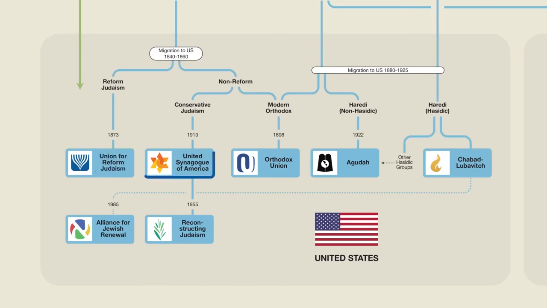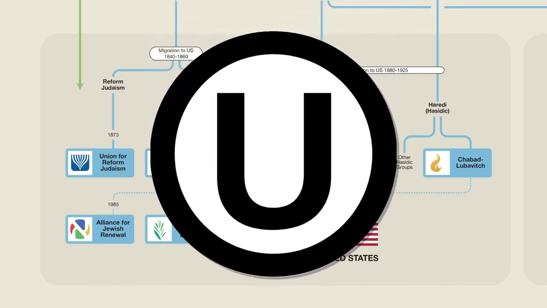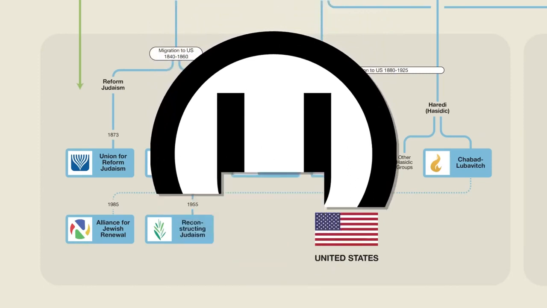The United Synagogue of America, established in 1913, became the main organization for conservative Jews, although it too later changed its name to the United Synagogue of Conservative Judaism. Finally, the Orthodox Union, established in 1898, became the main organization for modern Orthodox Jews. Now, even if you've never heard of any of these organizations, you've probably seen this symbol on various food packages. It means that the Orthodox Union has deemed that item to be kosher.